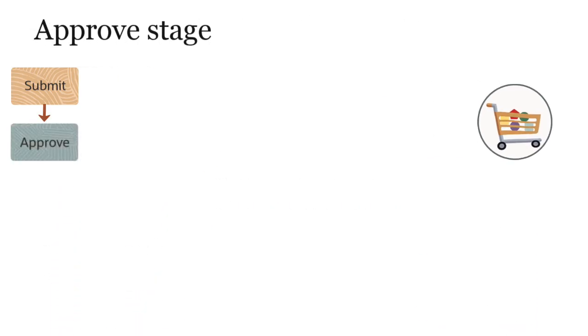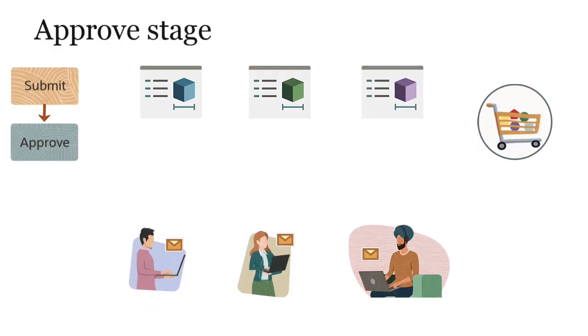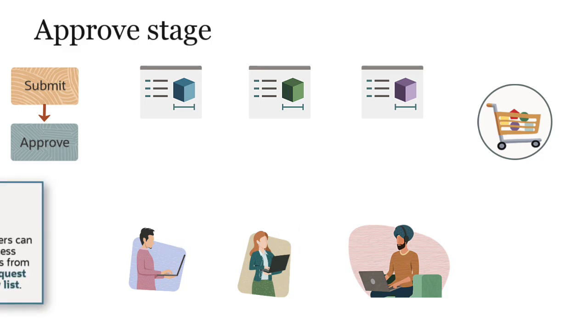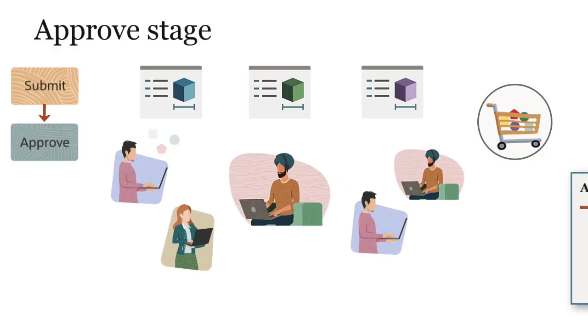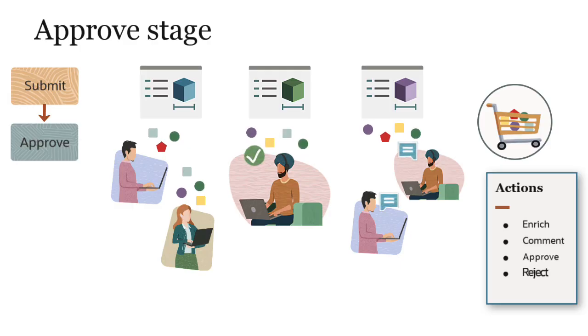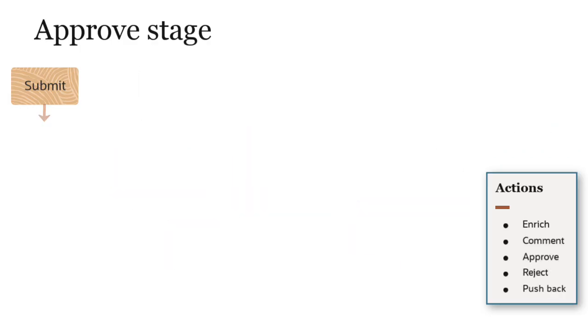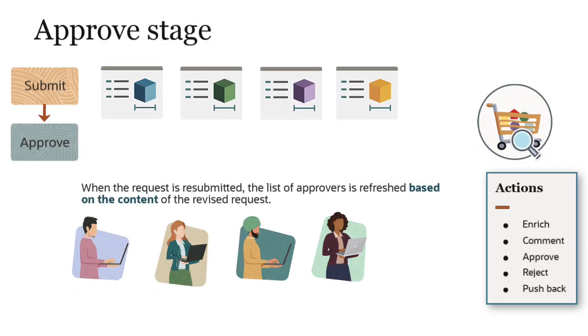In the approve stage, the approval policies in effect are determined dynamically based on request content, request priority, and policy filters. Approvers are invited by email to participate in the review. Approvers can also access requests from their request activity list. Approvers can enrich requests by adding or modifying items, collaborate using comments and threads, approve and reject requests, and push back requests if submitters need to make changes. When the request is resubmitted, the list of approvers is refreshed based on the content of the revised request.